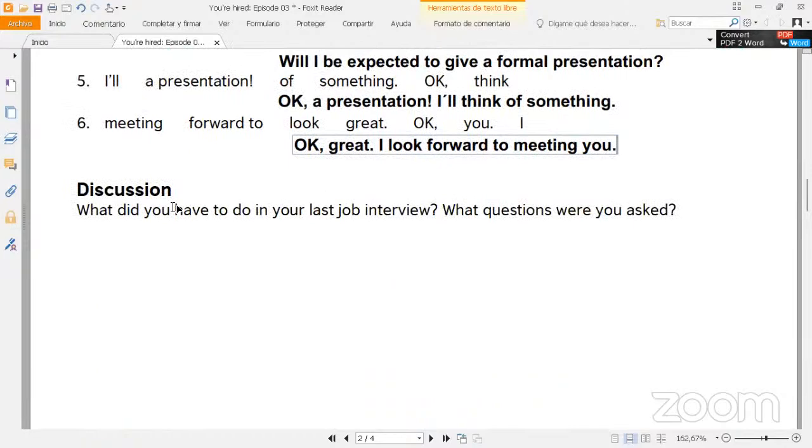Now, discussion. What did you have to do in your last job interview? What questions were you asked? Now, please make a full paragraph, 5 sentences. Start from the beginning and use transitional words so that your information sounds smooth. It's okay if you manage chronological order: first, second, third, lastly, then, okay? So I give you 5 minutes. Let me know when you finish.